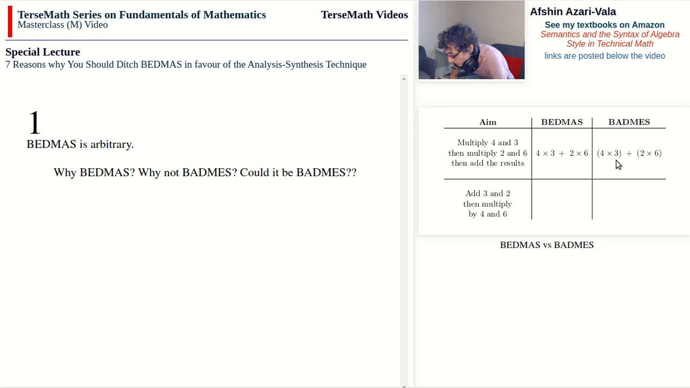We would have to do the brackets here, which achieves the aim multiply 4 by 3, and then we would have to work out the brackets here, which would achieve the aim multiply 2 by 6, and then we would add them. So both of them are capable of expressing our aim, but in different ways.